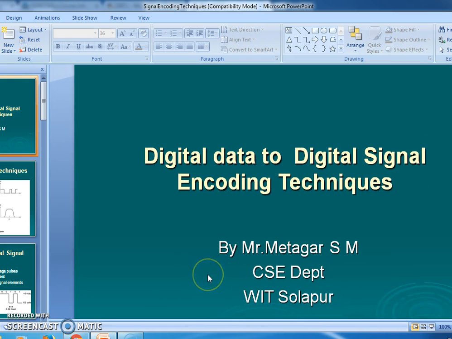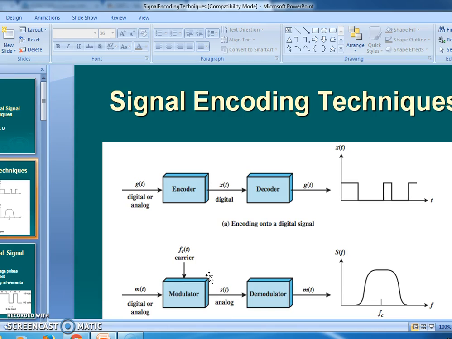First let us discuss what the digital signal encoding technique is. How to encode the digital signal? First, we have to take the digital signal or digital data, that is g(t), a digital data or digital signal. We have to represent it in the form g(t). We apply an encoding technique to that data. After encoding, it is converted from the original data to another form, that is x(t), and that x(t) is in the digital form.